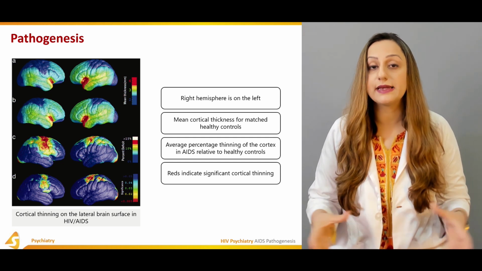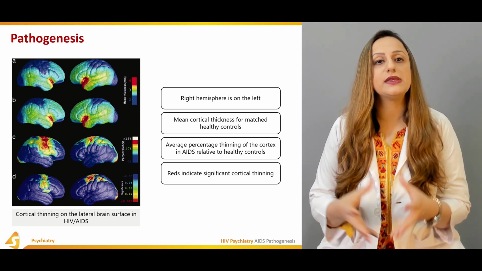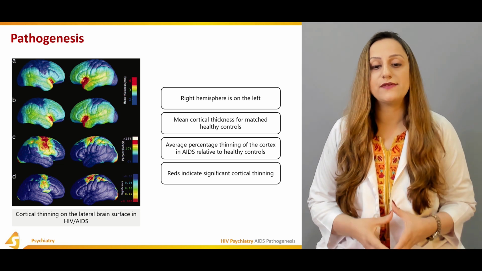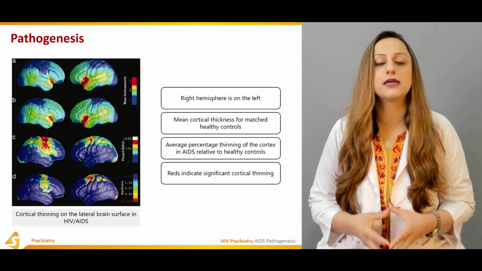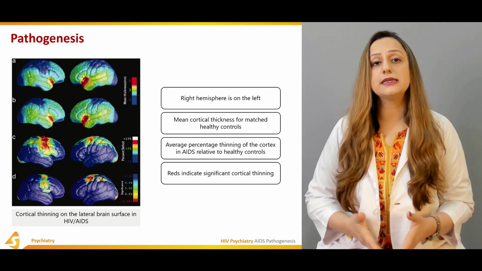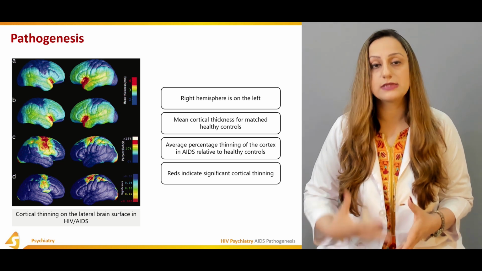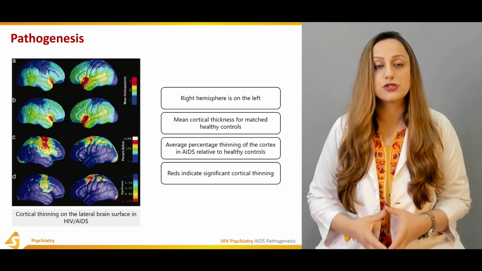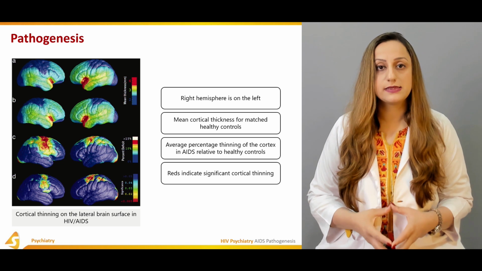So there is basically a comparative study that was carried out between the healthy patients and the patients of AIDS or HIV. The reds indicate the significant cortical thinning in such patients. So maybe this cortical thinning is the cause for the development of those personality changes, the deliriums, the dementias, and the loss of memory in such patients who have contracted HIV or who have developed AIDS, that is the acquired immune deficiency syndrome.